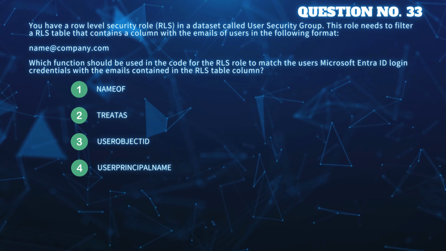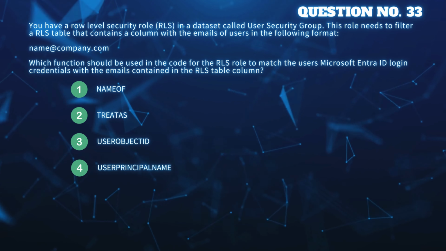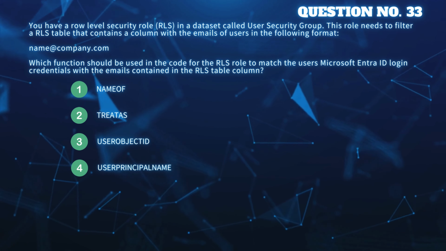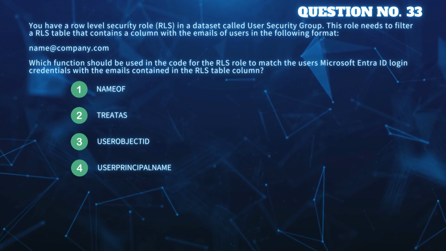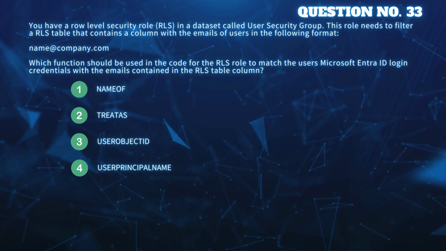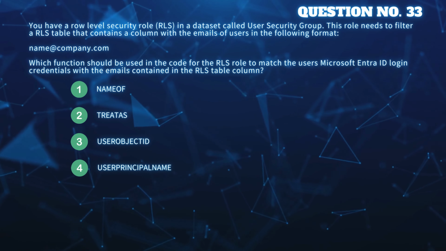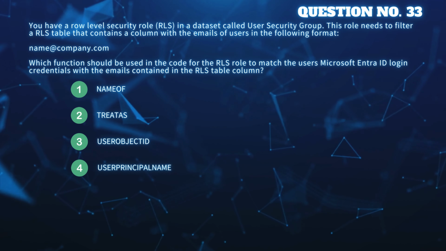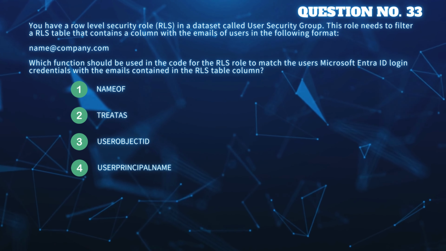You have a row-level security role, RLS, in a dataset called User Security Group. This role needs to filter an RLS table that contains a column with the emails of users in the following format: name@company.com. Which function should be used in the code for the RLS role to match the user's Microsoft Entra ID login credentials with the emails contained in the RLS table column?